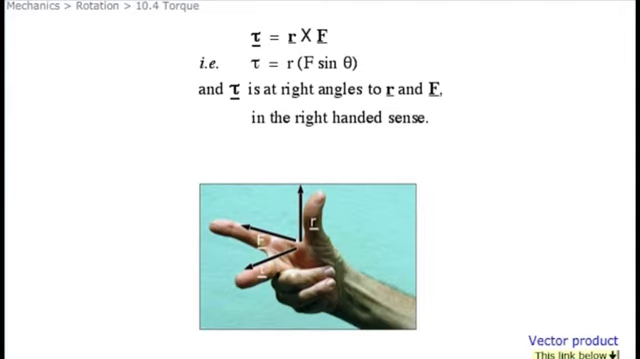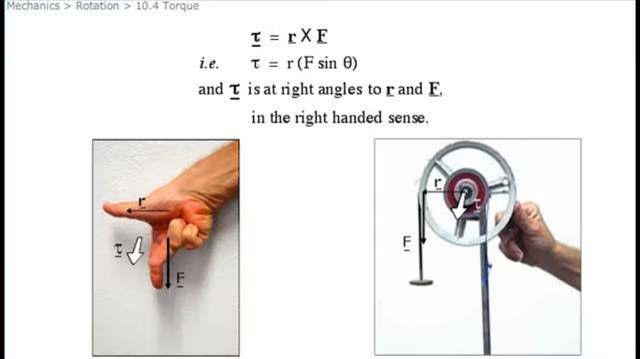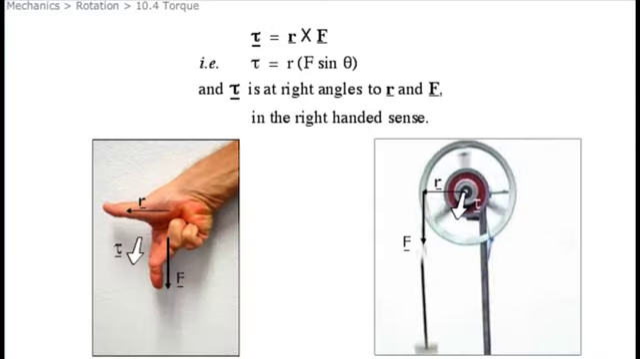Magnitude and direction of tau are conveniently summarized using the vector product. Tau equals r cross f. In other words, tau equals r f sine theta, and tau is at right angles to r and f in the right-handed sense. For most of this module, however, we consider rotation only about one axis, so we'll consider the torque about that axis and write equations for its magnitude.